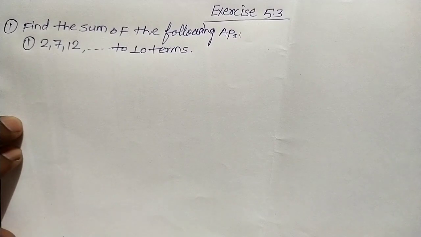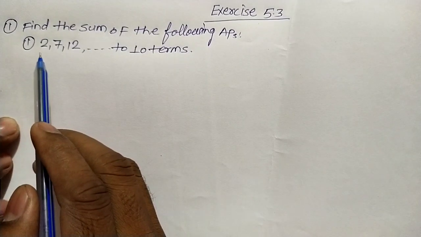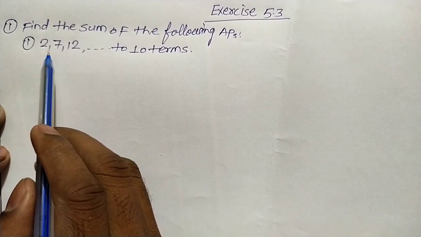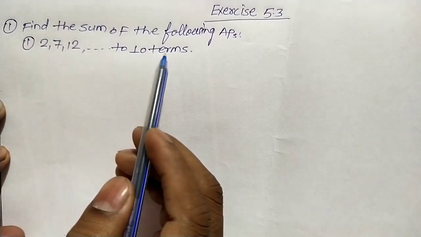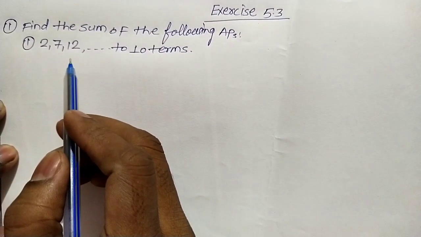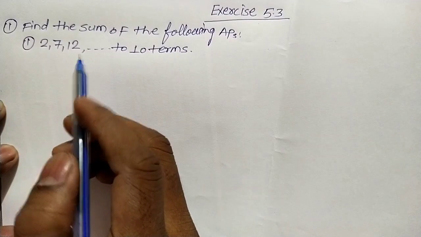Today we start exercise 5.3. Question number 1. Find the sum of the following APs. The question is 2, 7, 12 up to 10 terms. In the question, find out the sum of the APs.